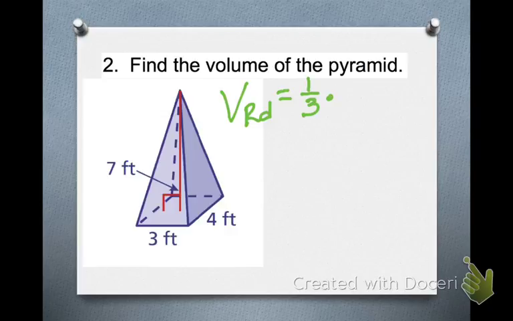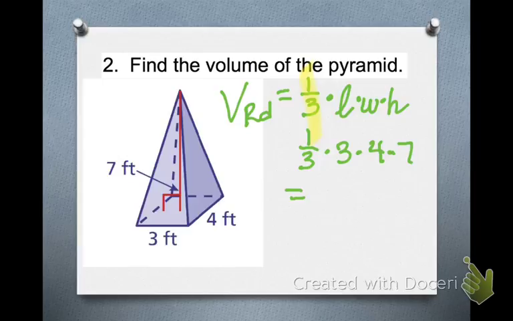And then to find the area of the base, I just do the length times the width, and then I do the height of the pyramid. So it looks very familiar because that's very similar to our finding volume of a prism, except for, again, with pyramids, we have that 1/3 out front. So I bring down the 1/3 and I do 3 times 4 times 7. I type that into my calculator and I get 28. And I remember that I have to put my units cubed.